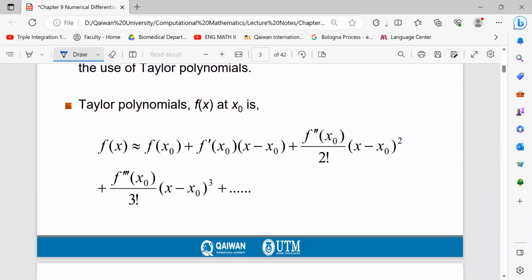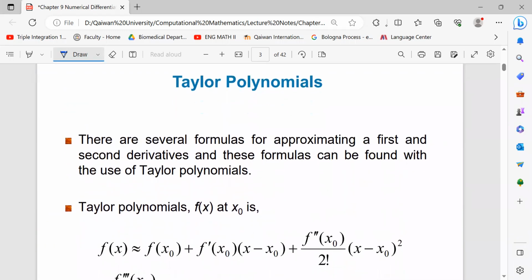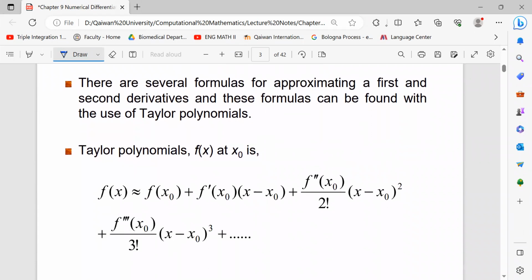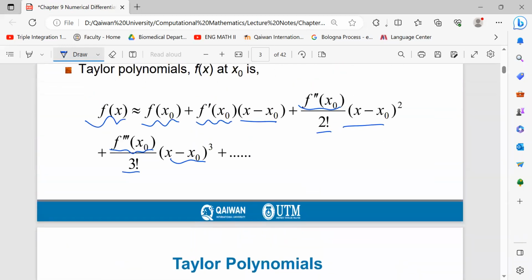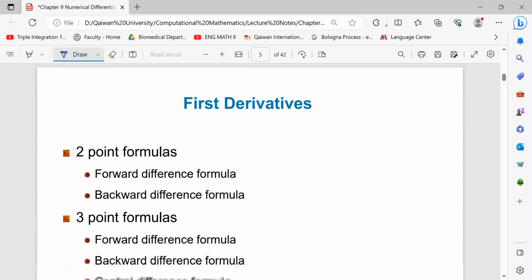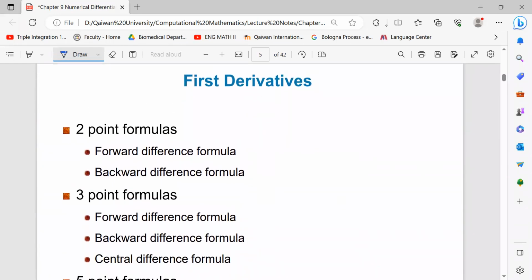Look, first you have the Taylor series. It's only used for deriving the rules. The Taylor series expansion is f of x equals f of x naught plus f prime of x naught times (x minus x naught), plus f double prime of x naught divided by 2 factorial times (x minus x naught) squared, plus f triple prime of x naught over 3 factorial times (x minus x naught) cubed, and so on, okay? We don't need to know this actually. We just need to know these rules, okay?